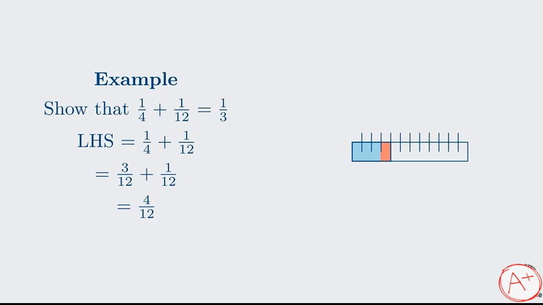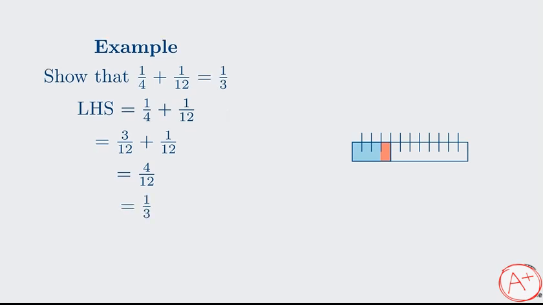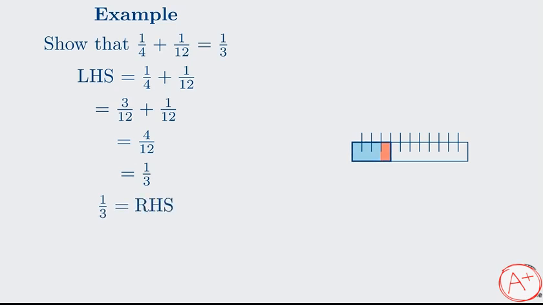3 plus 1 gives us 4, so we have 4/12. Finally, we simplify the fraction by dividing both the numerator and the denominator by 4. This matches the right-hand side perfectly. Notice how we worked vertically, showing every logical step until the conclusion was inevitable.